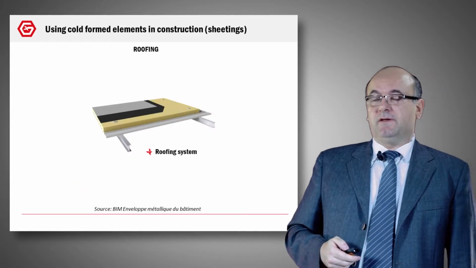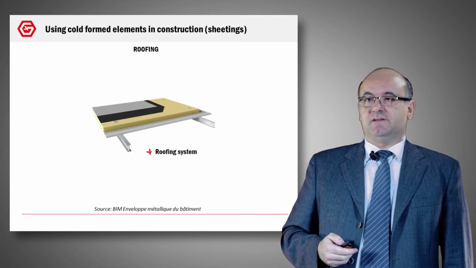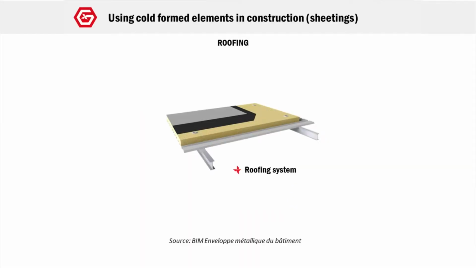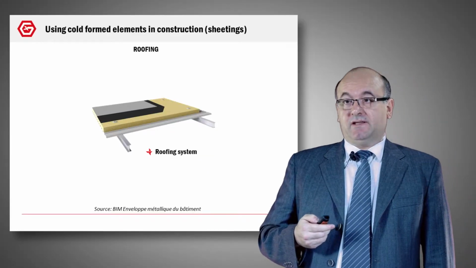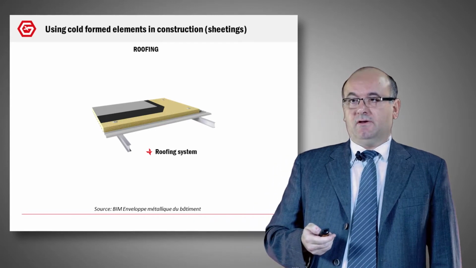Another use concerns the roofing. It's a much easier system. Again, you have the frame, the purlins, you have the cold form profiles, you have the layer of insulation, and finally you have a water tightness membrane. This water tightness membrane avoids problems with water. This system is very interesting because you can increase the thickness of the insulation as you want.